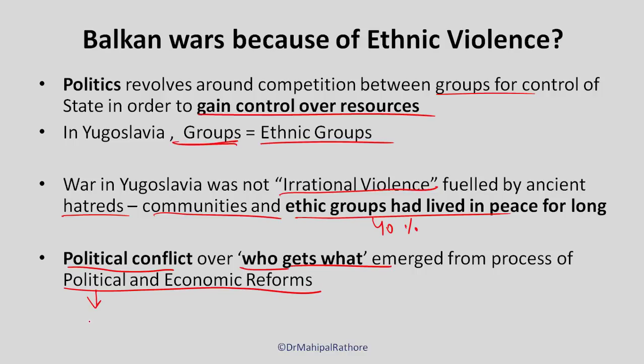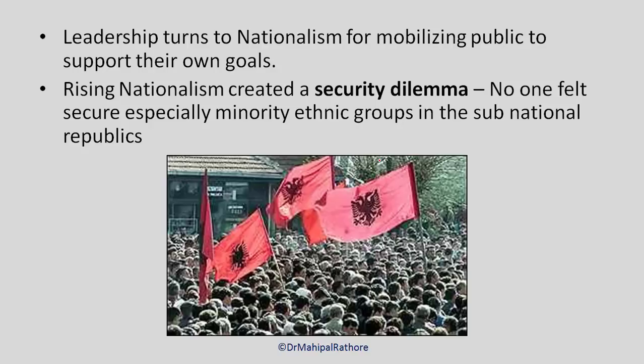Do you remember the political structure of the 80s? It was a complete failure after Josip Broz Tito died. So this political structure of the 80s could not sustain the older system, and the politicians started fighting for power. There was a vacuum due to the death of Tito, and all these new nationalistic leaders wanted to fill that power vacuum. And the economic reforms failed. Due to the economic reforms failing, there was unemployment, there was hyperinflation. Due to the falling economy, everyone wanted access to resources, much more than before. In this scenario, the nationalistic leaders turned to nationalism for mobilizing the public to support their own goals.